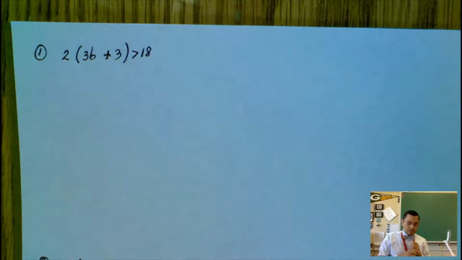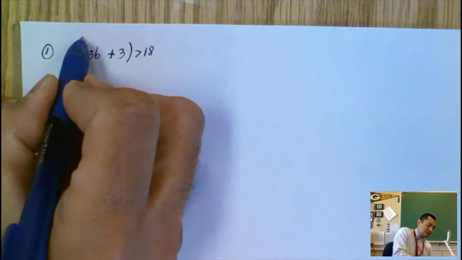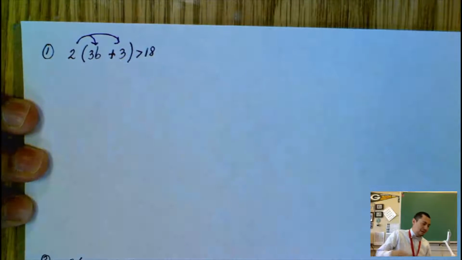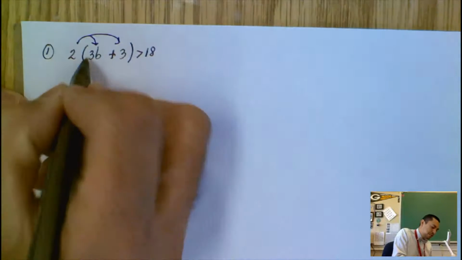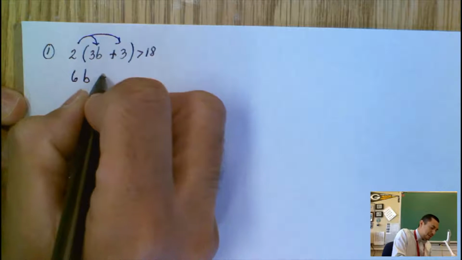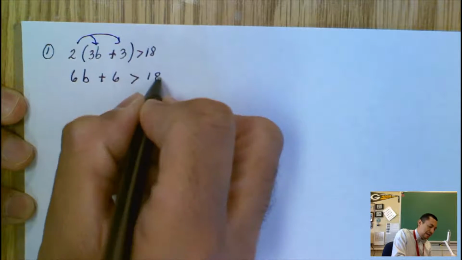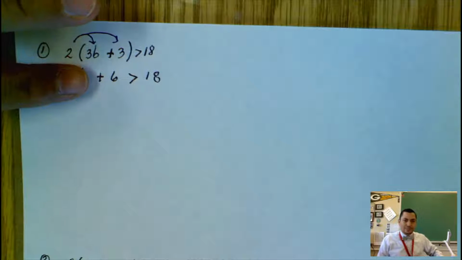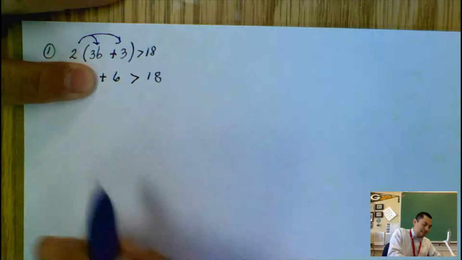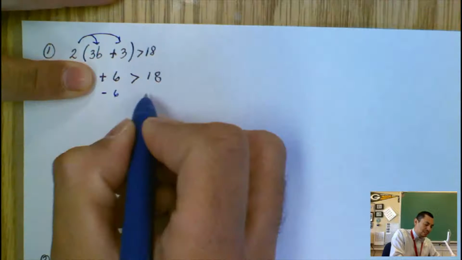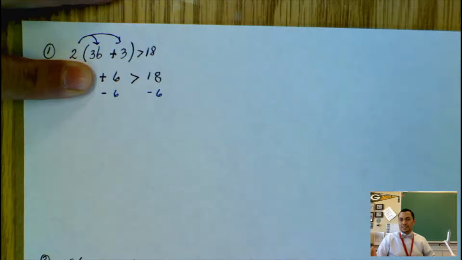So in this case, I'm going to have 2 times 3b, 2 times 3, and let's follow those steps. 2 times 3b is equal to 6b. 2 times 3 is 6, greater than 18. Okay, so I have 6b plus 6 is greater than 18. So what I'm going to do next, cover that variable and get rid of that plus 6 by the opposite operation. In this case, minus 6 on both sides.